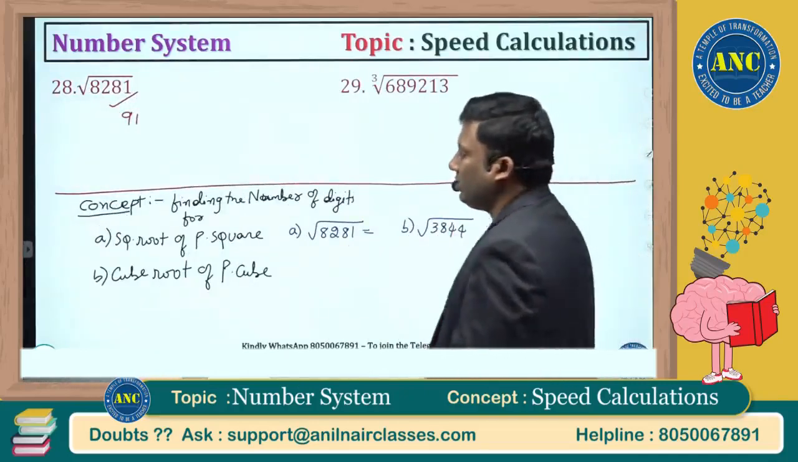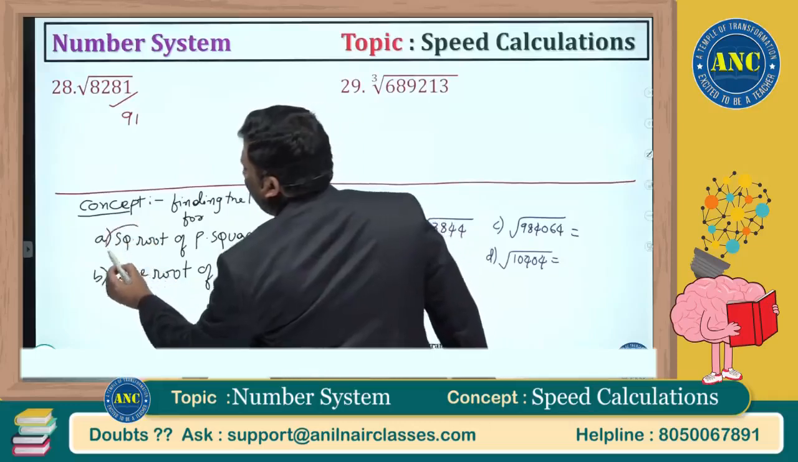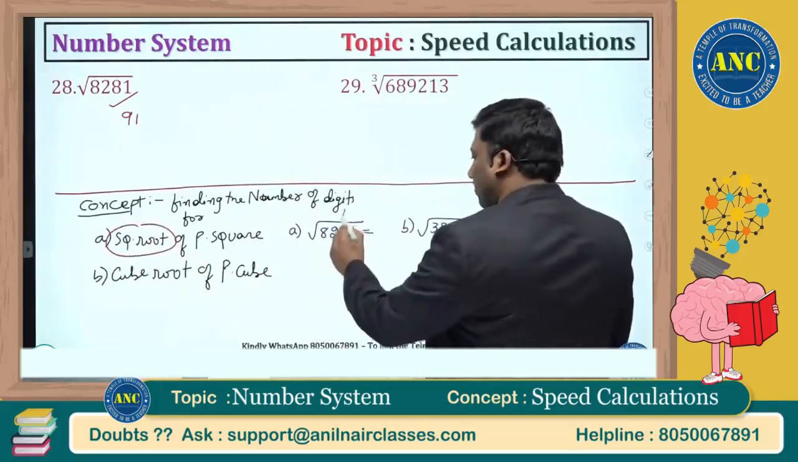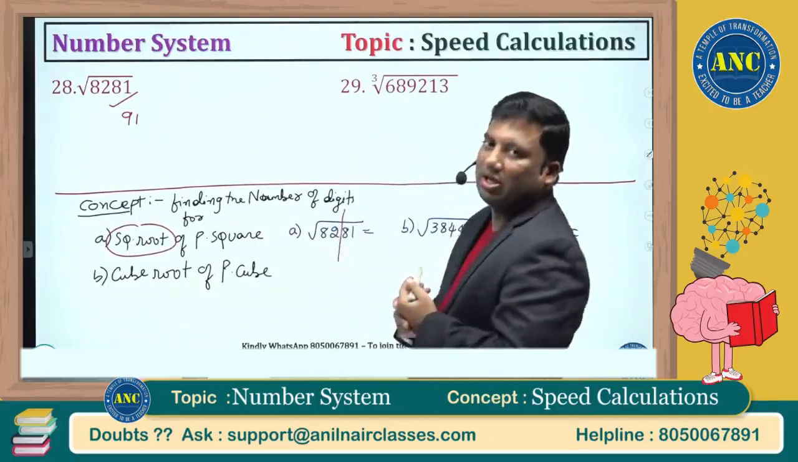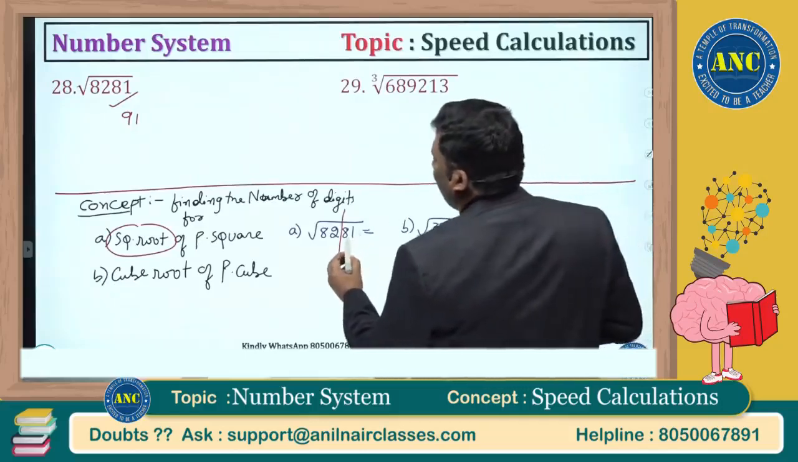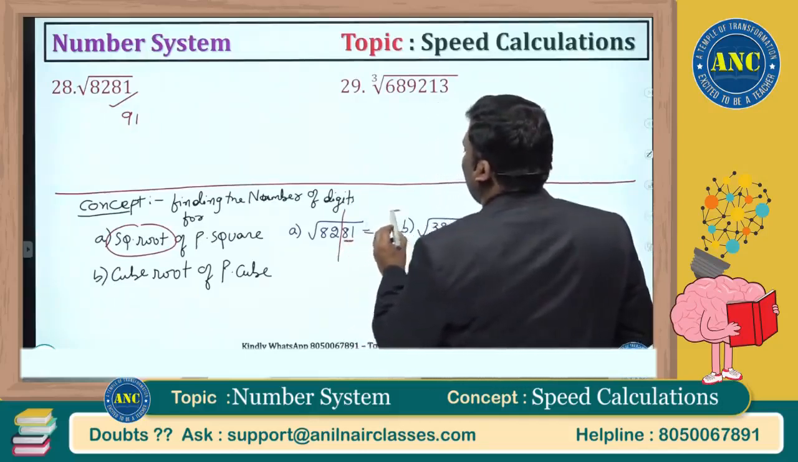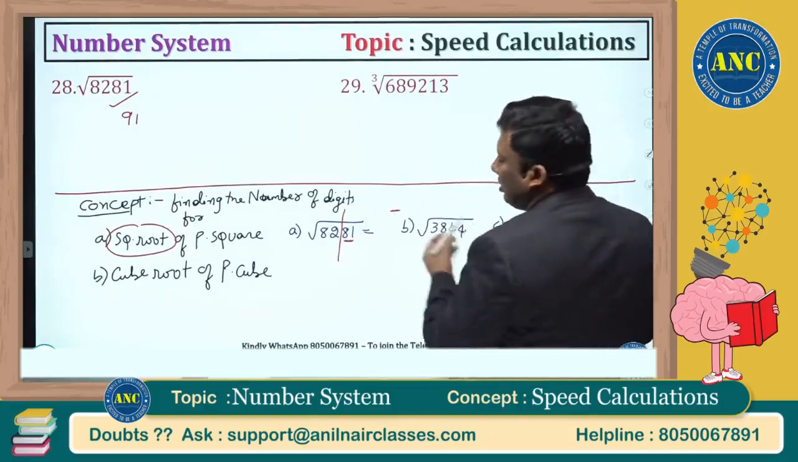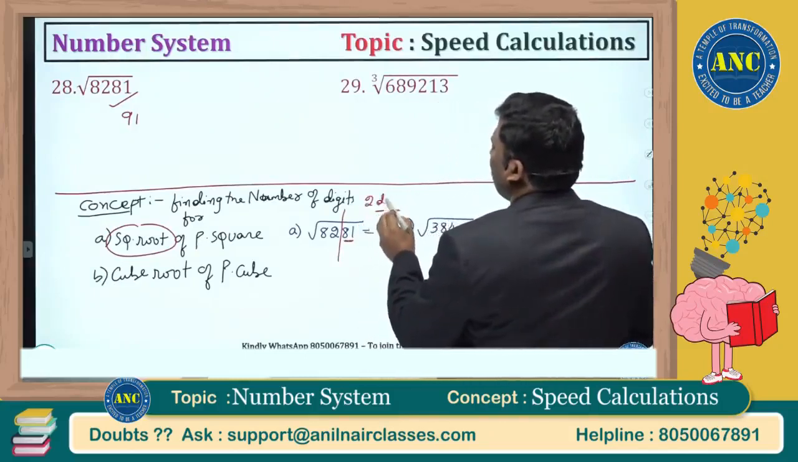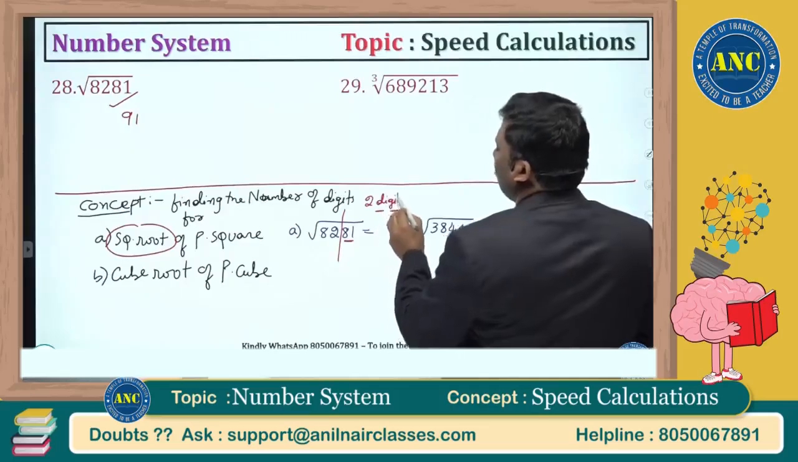Step number 1. Listen carefully, sir. Because I am finding the square root, start from rightmost. Keep a slash after 2 digits. How many groups of maximum 2 digits did I get? 81 is a group of 2 digits. 82 is a group of 2 digits. Answer will have 2 digits.